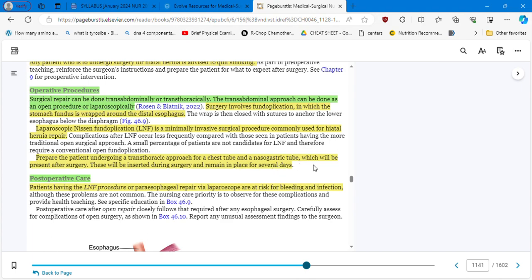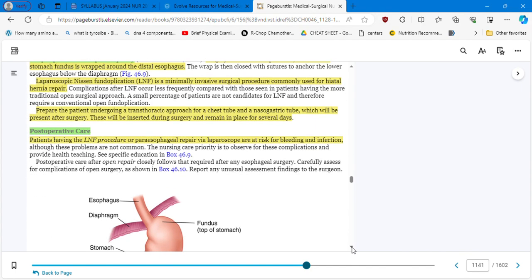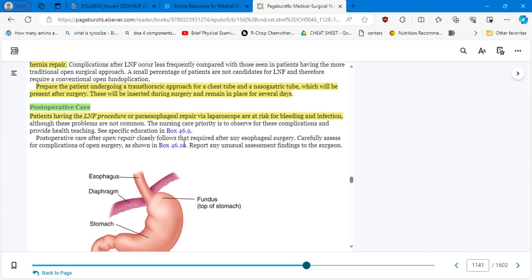There is also an esophagogastric tube present after surgery. This will be inserted during surgery and remain in place for several days, putting the patient at high risk for sepsis, infection, and hospital-acquired pneumonia. Postoperative care: patients having the LNF procedure, the laparoscopic Nissen fundoplication, or paraesophageal repair via laparoscope are at risk for bleeding and infection.